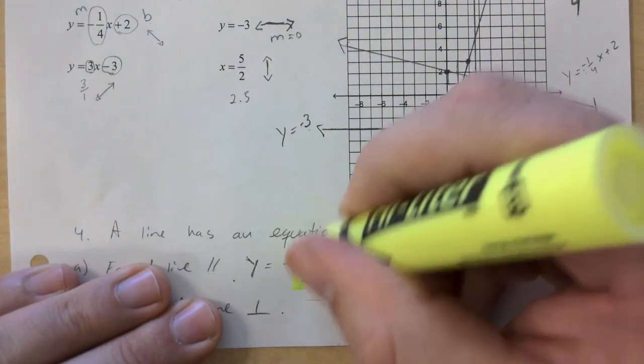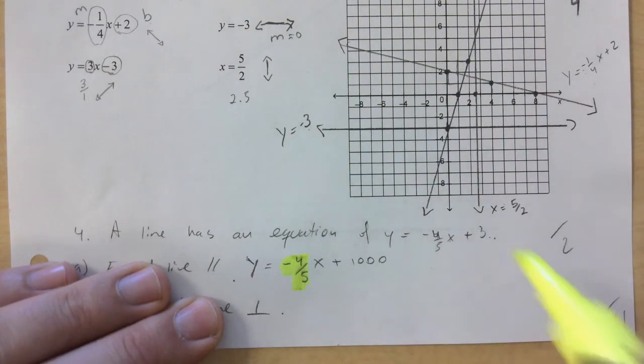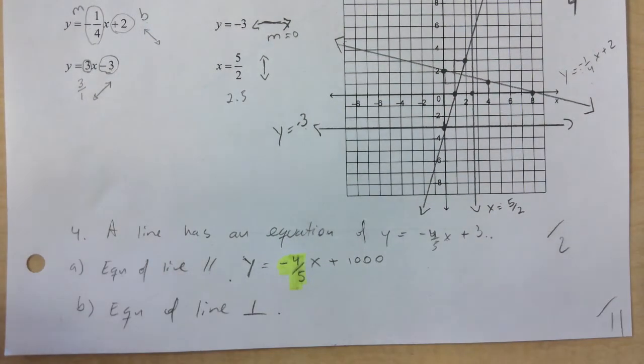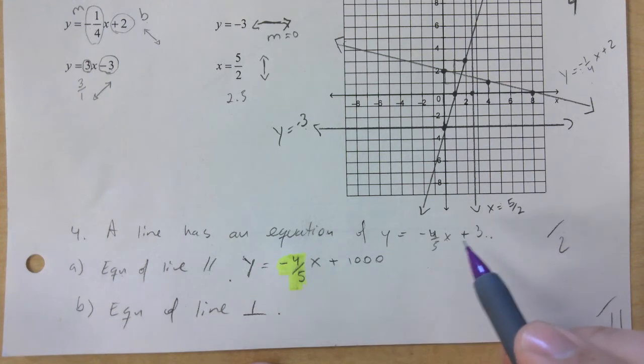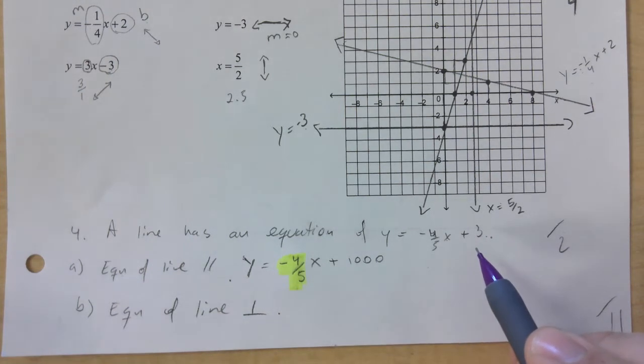A line that has the same slope is going to run parallel. It might be really far apart, but it's still running parallel. Slope is the same, that's what I'm after here. Do not go plus 3, because then it's the same line. That's not a different line.